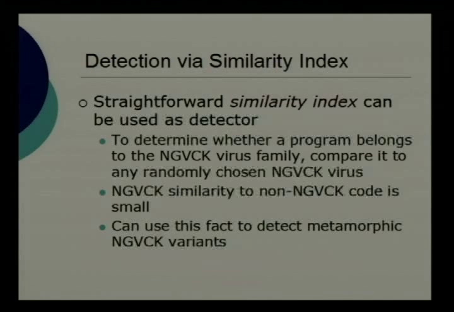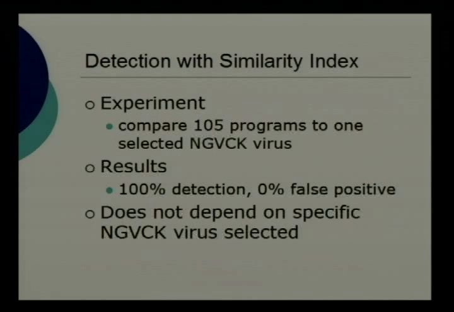And we actually tested that. We compared 105 programs composed of normal regular programs, some NVIC viruses, and some other viruses, using the method I just described, based only on similarity index, and compared the average result. It classified 100% of the 105 programs correctly as virus or not, and there were no false positives. I tried this on different viruses, and I found that it doesn't depend on the specific virus that you select in the first place.